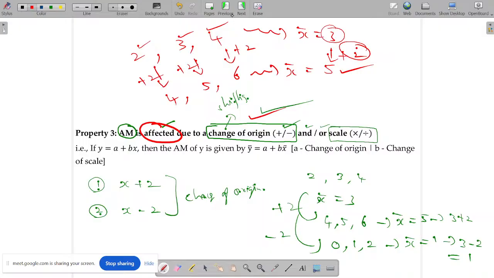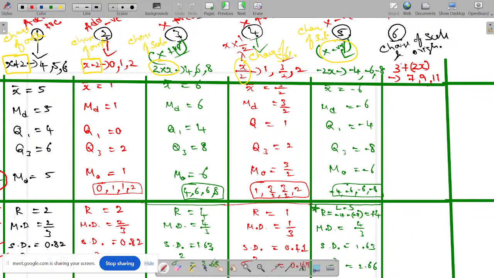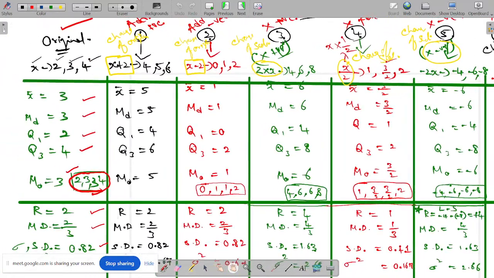Okay? Now, see here. I'm going for mean. I'll box it. What's the original x bar? 3. First case, you change the origin. 3 plus 2. Right? Second case, again you change the origin but minus 2. You got 1. 3 minus 2. What's the third case? You change the scale. You remember? We were writing this. Change of scale, which means you multiply it by 2.